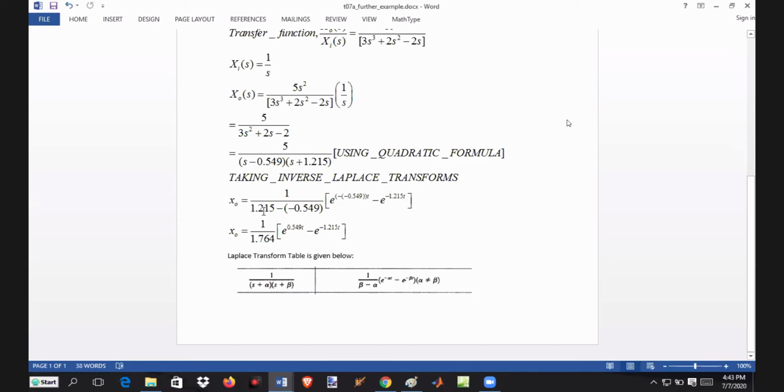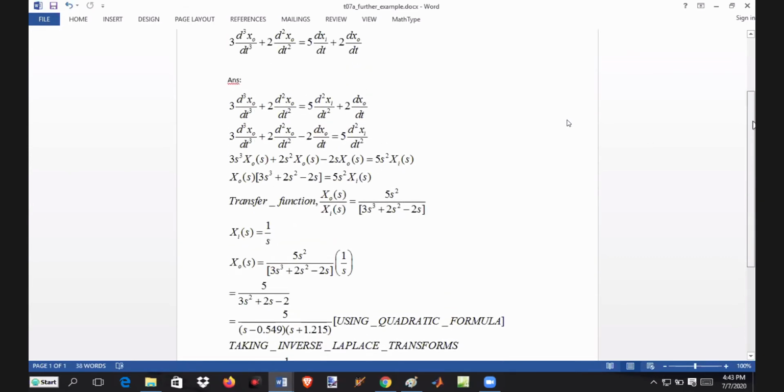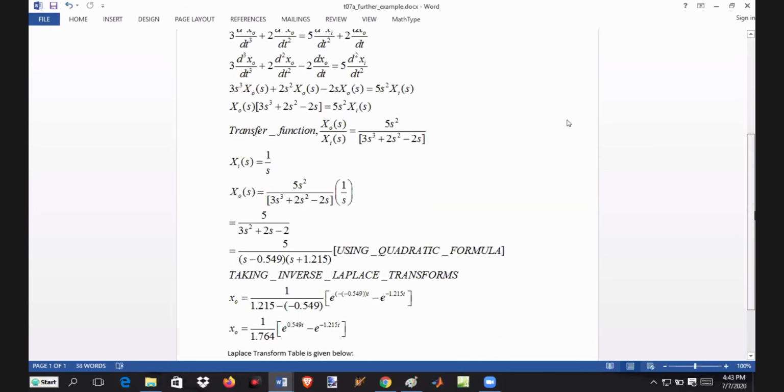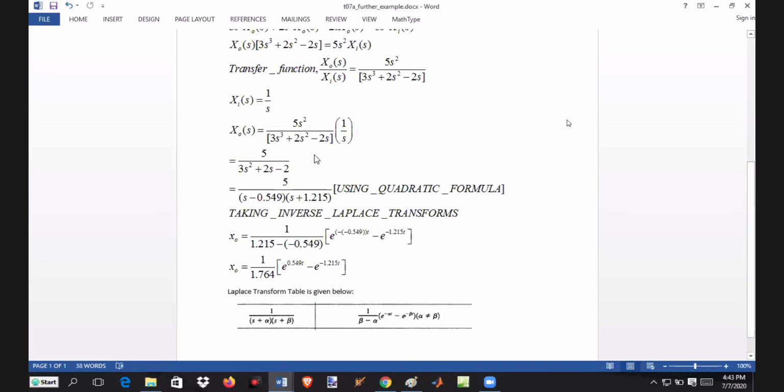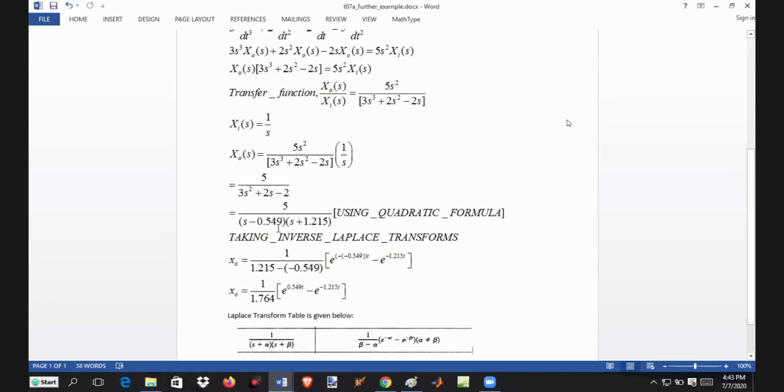Now, if we have a problem, I don't know whether you got a problem. For me, it's very straightforward. Now, if you got imaginary numbers, also the same thing. Sometimes question setters can be very tricky. It may not give you 0.549 like that, or it may not be 1.215.